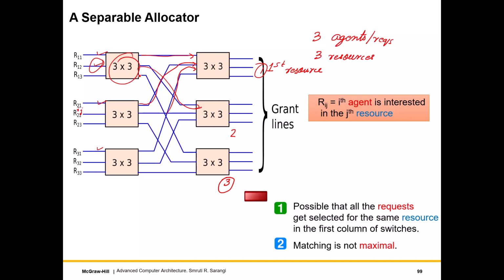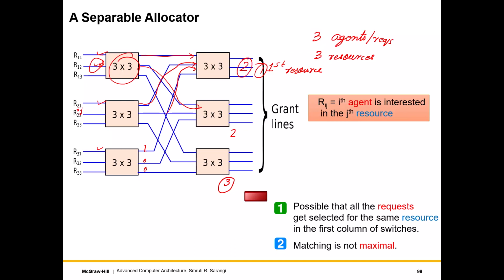So the matching in this case is not maximum, and as luck would have it, it is also not maximal. Let me tell you why it is not maximal. Let us say that the first agent is interested in resources 1 and 2, and the second agent is interested in only resource 1. So at the first column, all the requests for resource 1 will be the ones that get selected. Essentially this will be 1 and the rest will be 0. And then this switch over here will choose the second request as the winner.